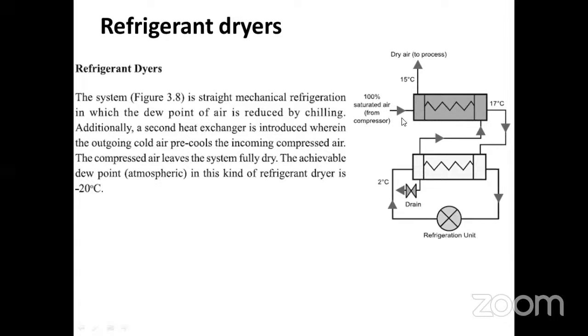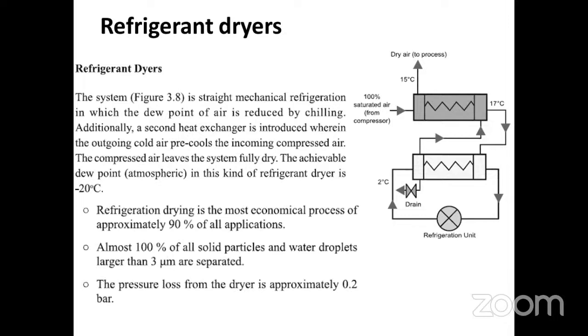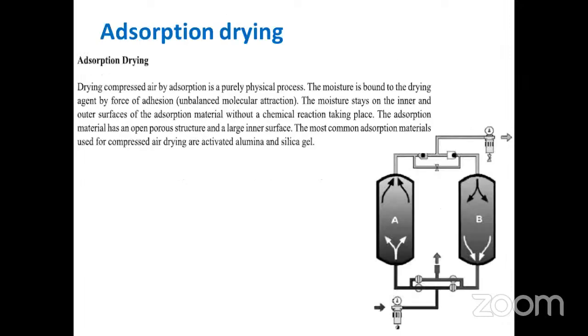Hot dryers are what you are using, no? Normal dryers are there. But this one is efficient, sir. How about the consumption, sir? Yeah, we'll see a table, sir. See, refrigeration drying is the most economical process. For approximately 90% of all applications, almost 100% of all solid particles and water droplets larger than 3 micrometer are separated. The pressure loss from the dryer is approximately 0.2 bar only.